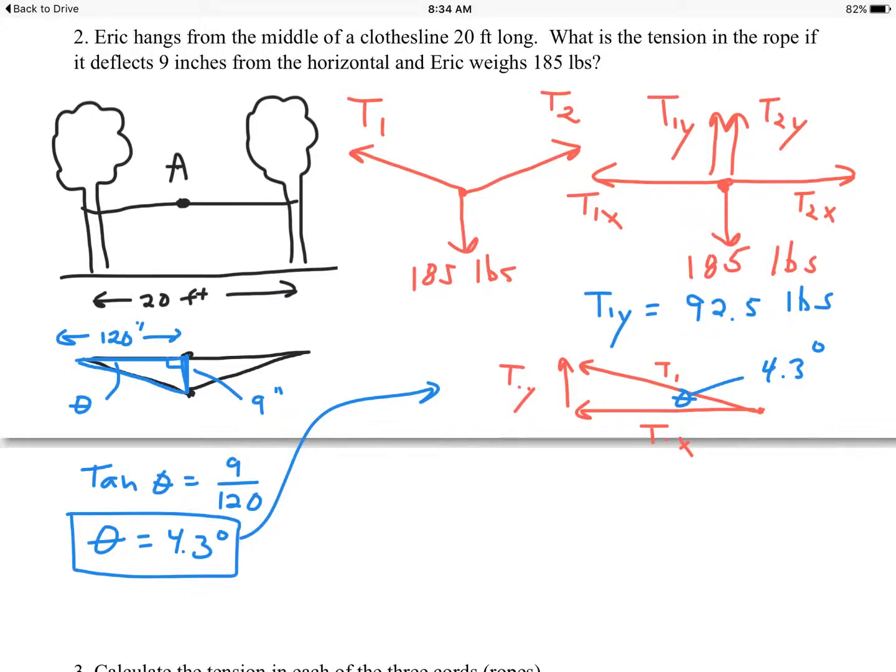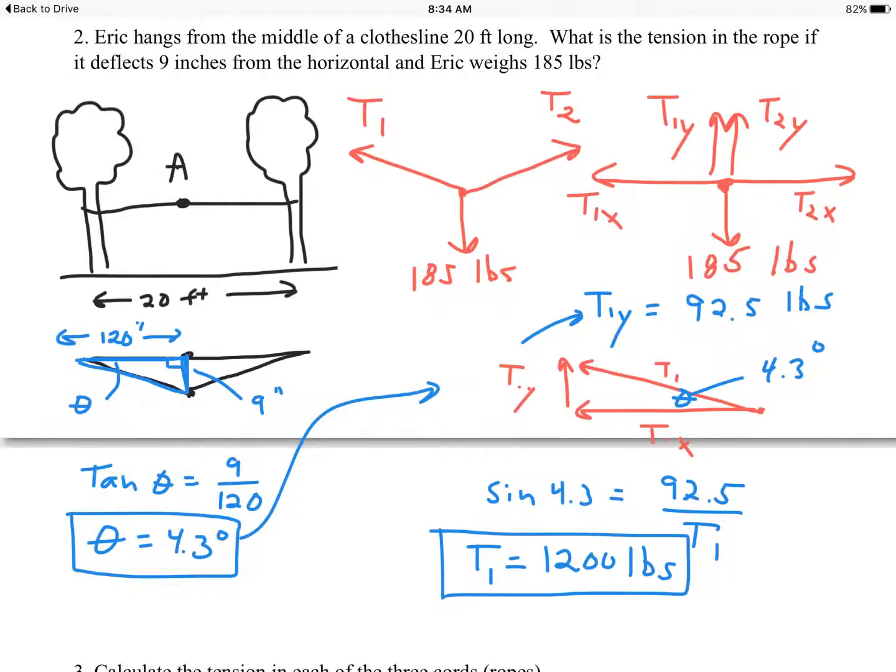But that's 4.3 degrees. Okay, so now if we know that that's 4.3 degrees, and we know T1y is 92.5, and I want to find T1, I can just use the sine of theta, which is 4.3, equals T1y, which is 92.5, divided by T1. So T1 comes out to be 1,200 pounds. And pounds are a force, legitimate force. We don't have to use newtons. But that's T1. That's also T2, or basically the tension in the clothesline when Eric grabs the clothesline.